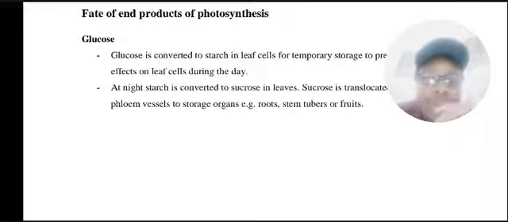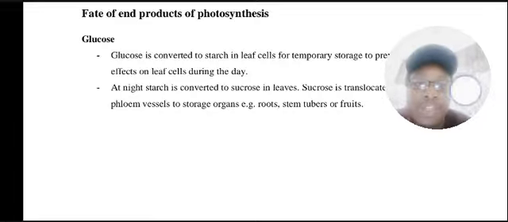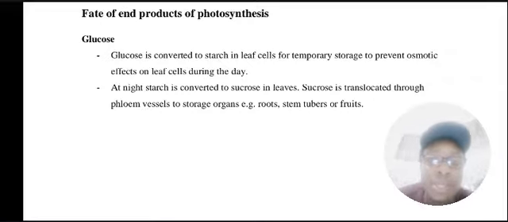What happens to the end products of photosynthesis? What are the products of photosynthesis? We have our glucose, or carbohydrates, and oxygen. So what happens to the glucose? It is converted to starch. So remember, the leaves will produce glucose, which is then converted to starch.